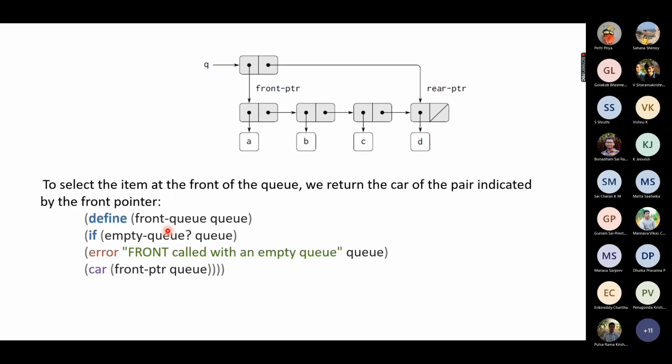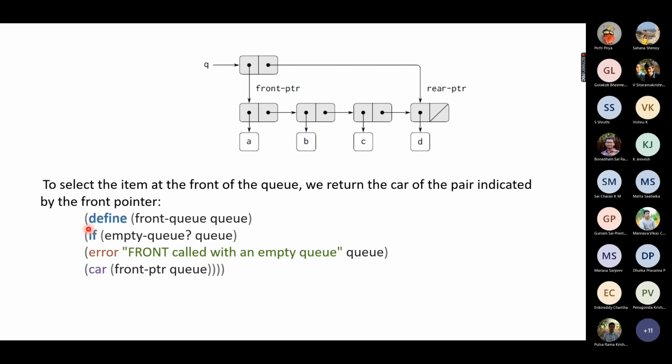Next we move on to front queue, that is selecting an item at the front of the queue. What is there in the front of the queue? I would like to return that value. So you are going to define a procedure front queue. Given the queue, consider this diagram, you have to retrieve the element that the front pointer is pointing to. That is, A should be the answer.